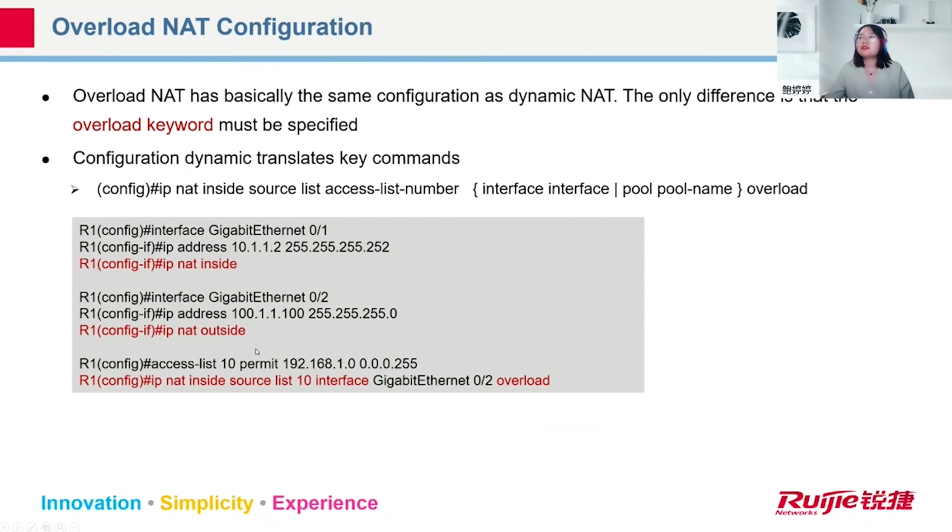And the configuration is similar to dynamic NAT, with only one difference: overload. We add ip nat inside source list 10. This is the range of the private IP addresses. And which public IP address can we use? You can directly take the public interface. You can also use the public IP address pool and then overload.